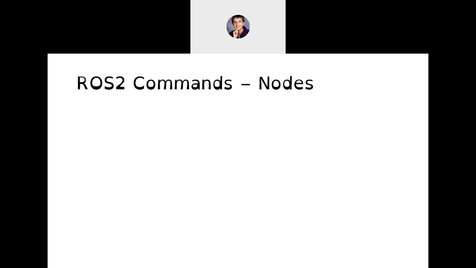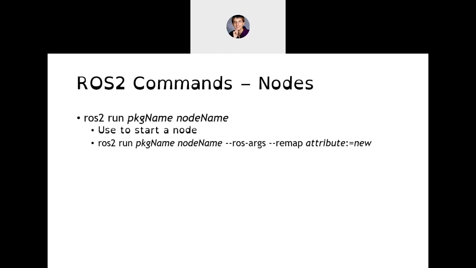So specific to nodes, right? If we want to actually start a node, so we want to say start that turtle simulator, we're going to do a ros2 run, and then you need to provide both the package name and the name of the node that you want to run, right? So once again, when I have italics, that means that you're going to substitute in whatever the actual package name is, whatever the node name is that you're executing.